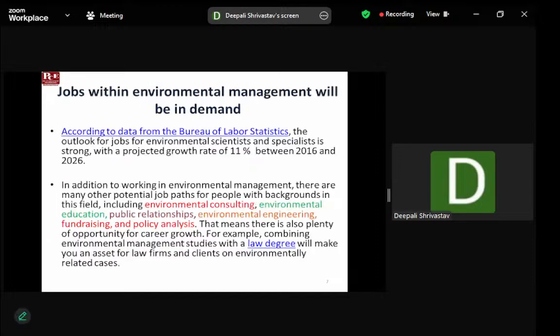If we go to the job sector, including environmental management, according to the Bureau of Labor Statistics, from 2016 to 2026, the growth rate is projected as 11%. In broader terms, the Bureau of Labor Statistics gives data that from 2021 to 2031, the projected growth rate will be 8.8% for environmental scientists. In addition to environmental management, there are many potential job paths people with this background can contribute to. That includes environmental consulting, environmental education, public relations, and policy analysis.